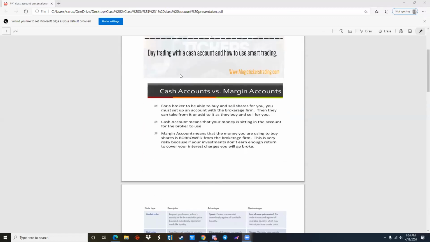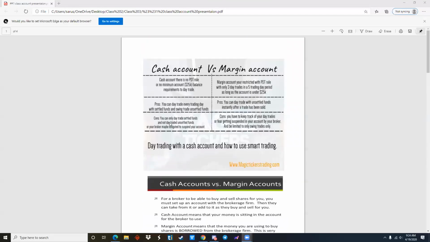So I'll go ahead and break it down for you a little bit. You can day trade settled funds and not day trade unsettled funds, or your broker may be obligated to suspend your account. If you try to use the whole $1,000 twice in one day, they're going to suspend your account, which will limit you to only day trading settled funds. It won't shut down the account or anything. It will just lock you from having the purchasing power until the funds are settled. When the funds are settled, it'll allow you to purchase again, and if you try to do it again, it won't allow you. It literally locks you down from using it more than once. So it doesn't just shut down the account.